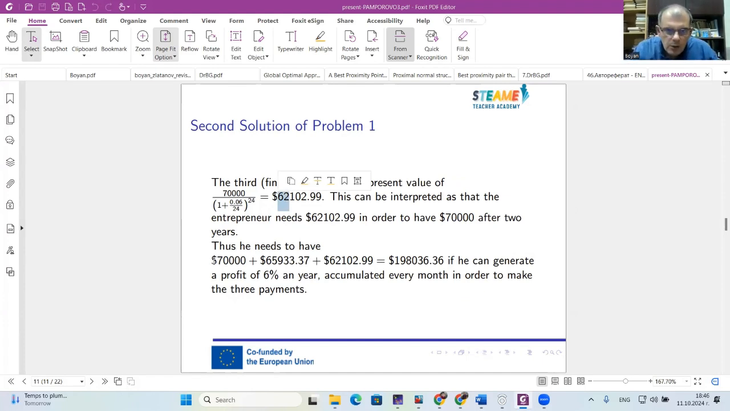Therefore, we need to have at this moment this amount of money reinvested, which at the moment is less than 200,000, and it will make the payment of the required new equipment.